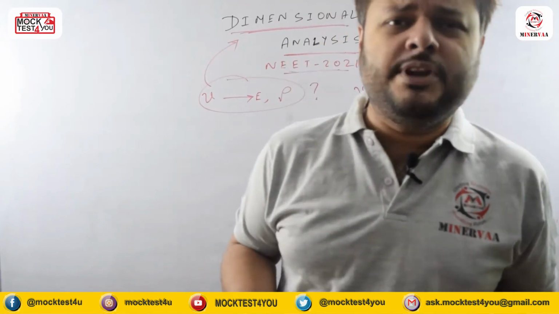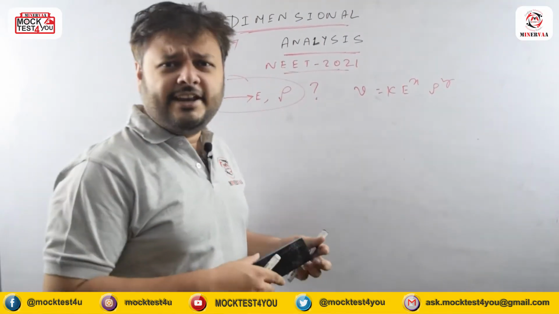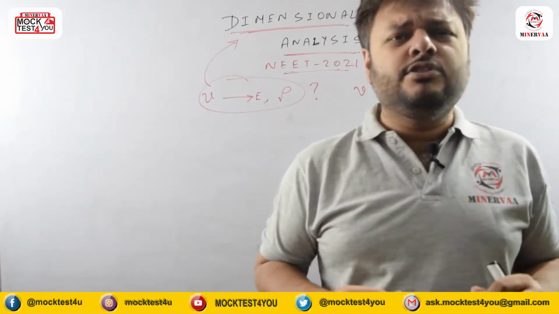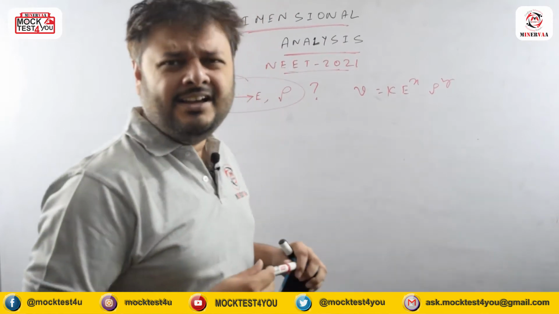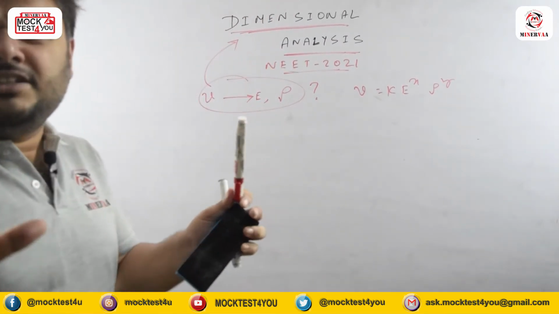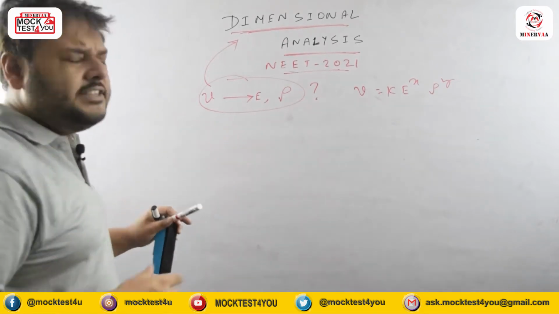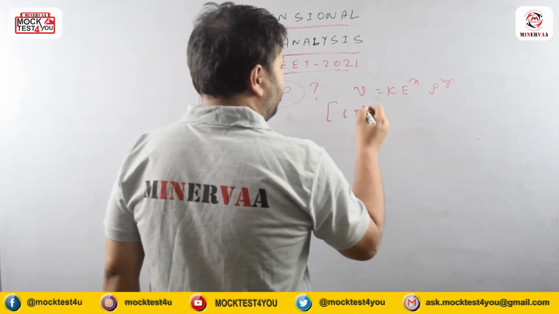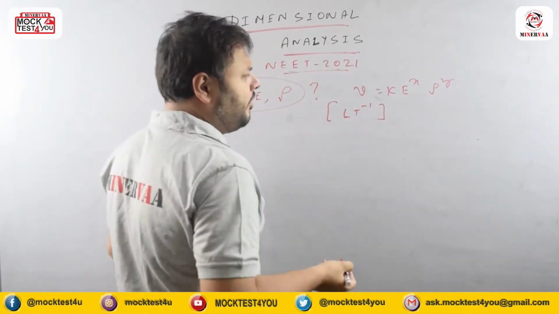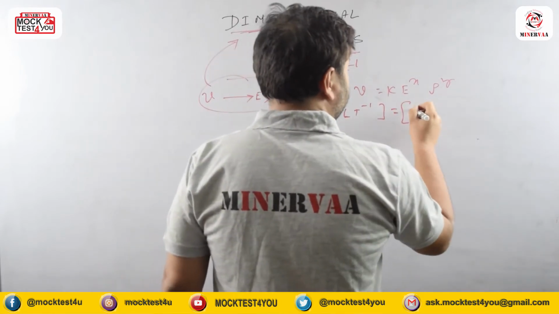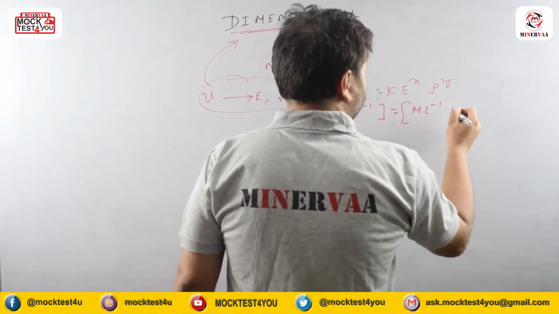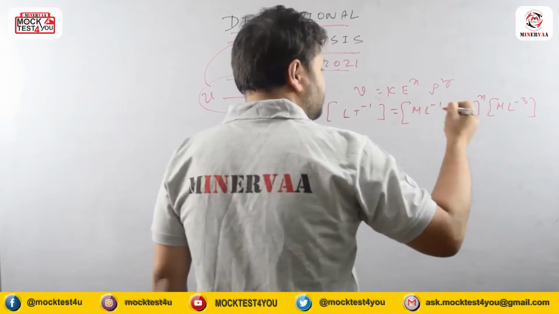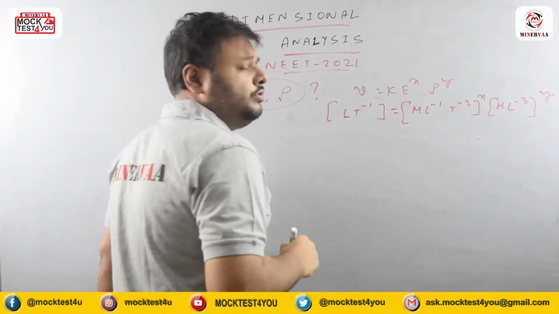We know the dimension of pressure is force per unit area, so it is M L to the power minus 1 T to the power minus 2. The velocity does not carry the dimension of mass, it is L T to the power minus 1, so no mass is involved in the dimension of velocity. And the density becomes mass by volume, it is M L to the power minus 3. So I write L T to the power minus 1, with no mass involvement, equals E, which has the dimension of pressure, times the density, that is M L to the power minus 3, whole to the power y.